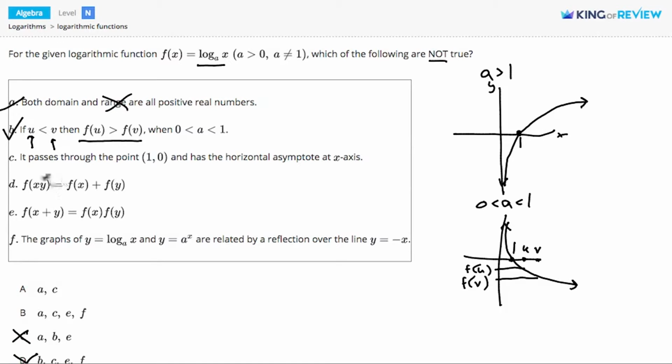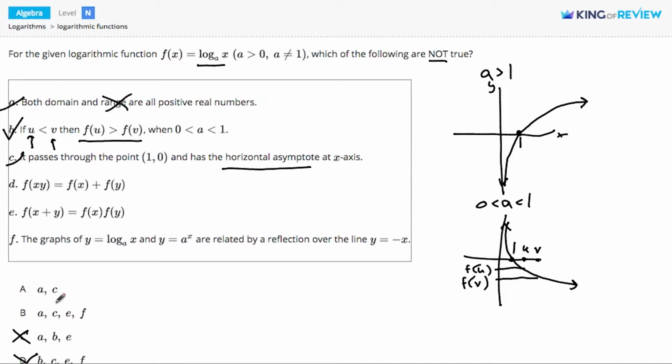The graph does pass through the point (1, 0) in both of these instances, but it does not have a horizontal asymptote on the x-axis. In fact, it crosses the x-axis, which right away means the x-axis cannot be an asymptote. C is false, and it should be part of our answer, which it is in both of the options we have left.